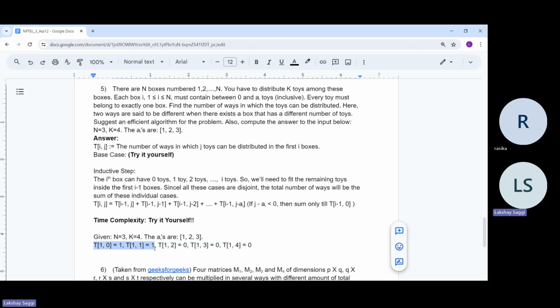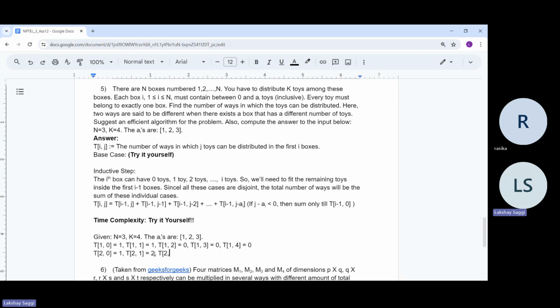So this is what we will have as the base case: T of 1 comma 0 and T of 1 comma 1 are 1, and the remaining are 0, because the first box can only fit in one at a time. Okay, and now it's easy to find T of 2 comma 0. T of 2 comma 0 will be nothing but T of 1 comma 0 plus T of 1 comma minus 1 and so on, so it will just be a 1 here. Similarly, T of 2 comma 1 will be equal to T of 1 comma 1 plus T of 1 comma 0, so it will be 1 plus 1, which is 2.